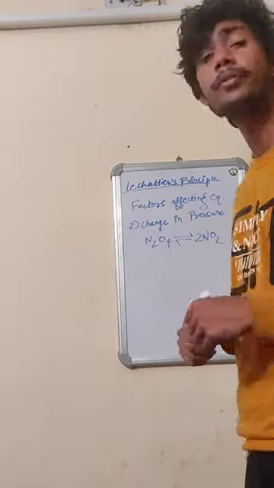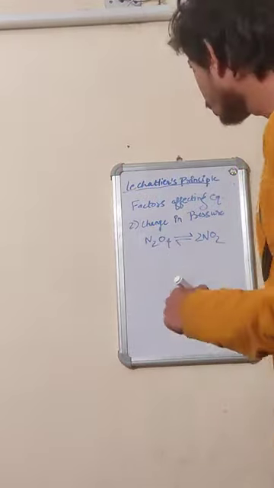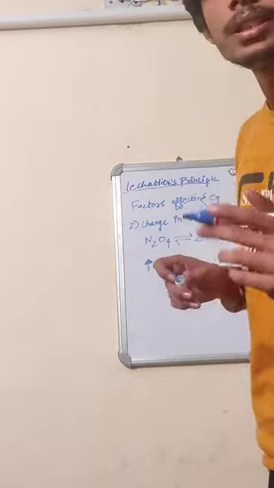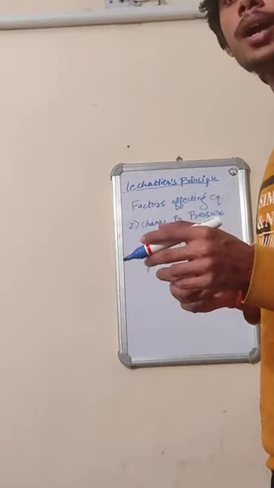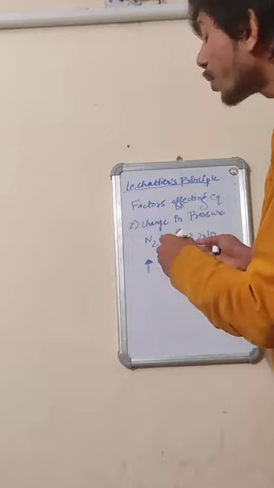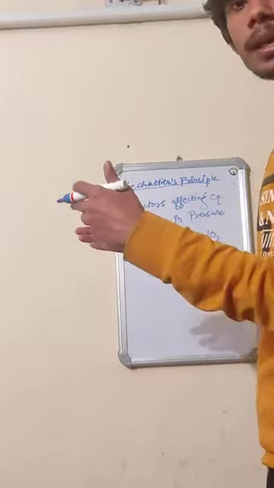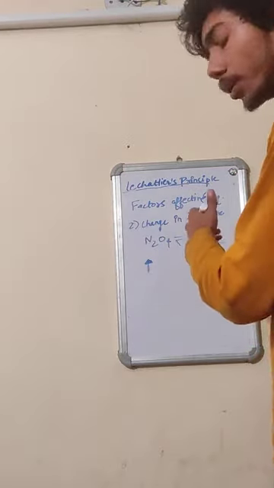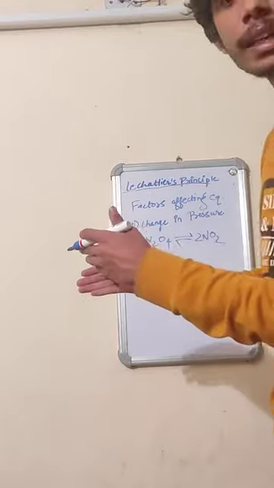So let's discuss what will happen if we increase the pressure. Whenever the pressure increases, the equilibrium will see which way the reaction should move. If the number of moles on the reactant side is more, then it will move towards the product side. If the number of moles on the product side is more, then it will move towards the reactant side.